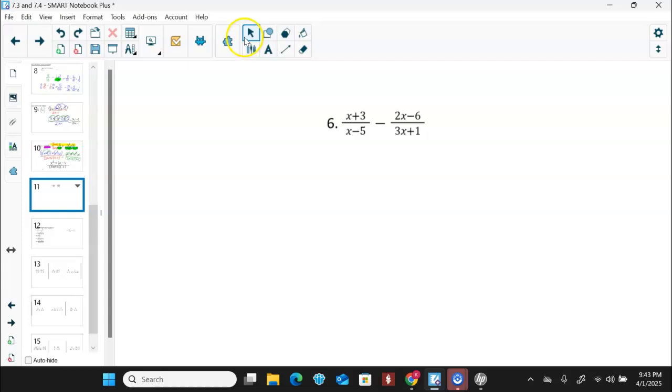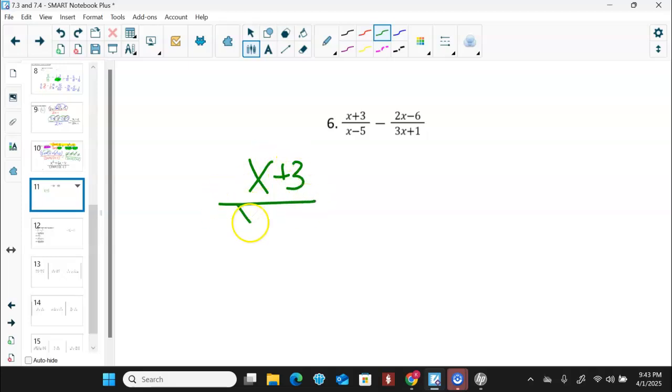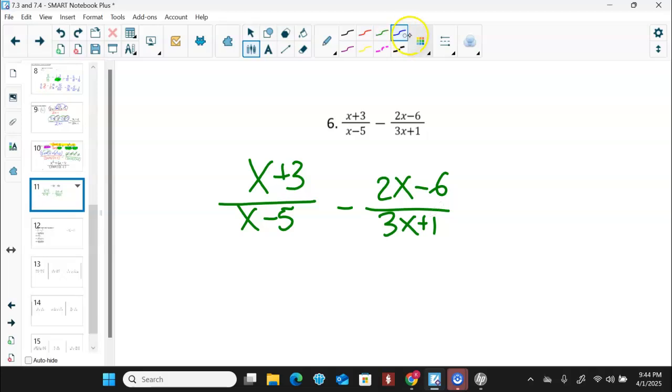All right, so this one is a little bit different. It's still subtraction, but I want you to notice that I cannot unfold the bottoms. So I got x plus 3 over x minus 5, minus 2x minus 6 over 3x plus 1. There's nothing I can do with the bottoms, okay? They have nothing in common.